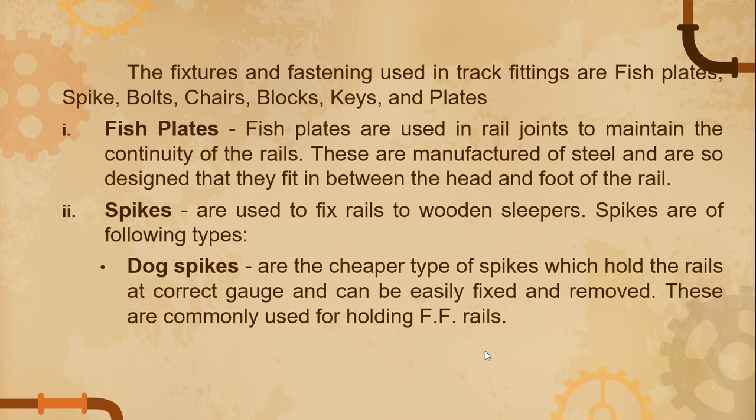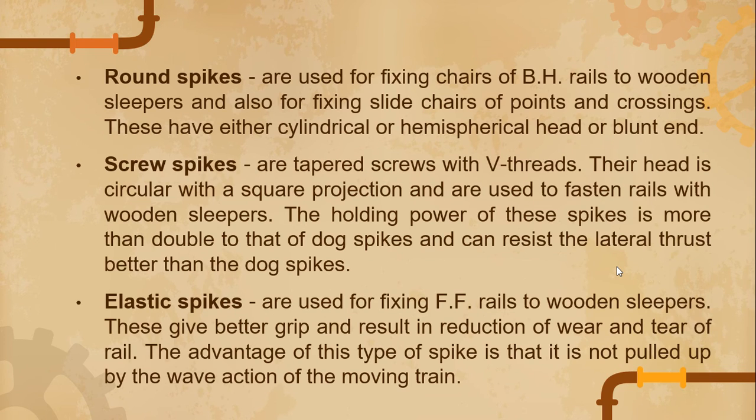The first one is dog spikes. These are the cheaper type of spikes which hold the rails at correct gauge and can be easily fixed and removed. These are commonly used for FF rails. Round spikes. Round spikes are used for fixing chairs of BH rails to wooden sleepers, and also for fixing slide chairs of points and crossings. These have either a cylindrical and hemispherical head or a blunt end.